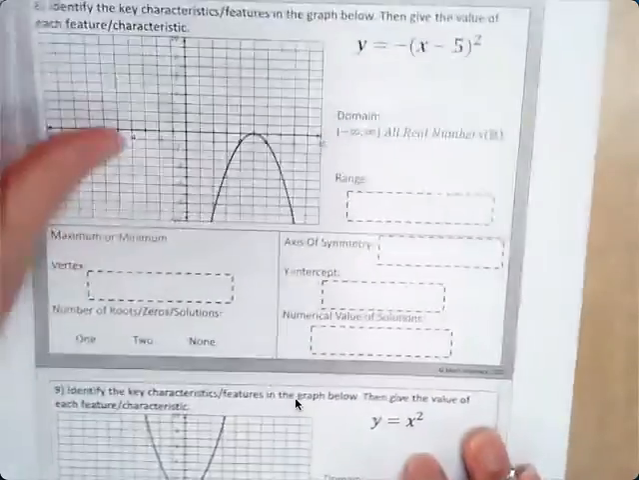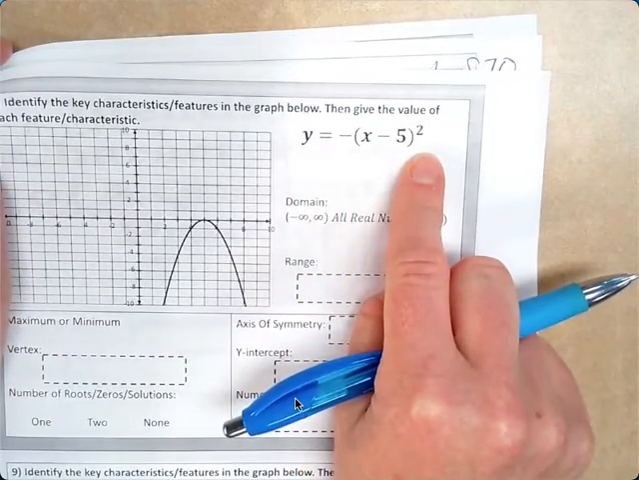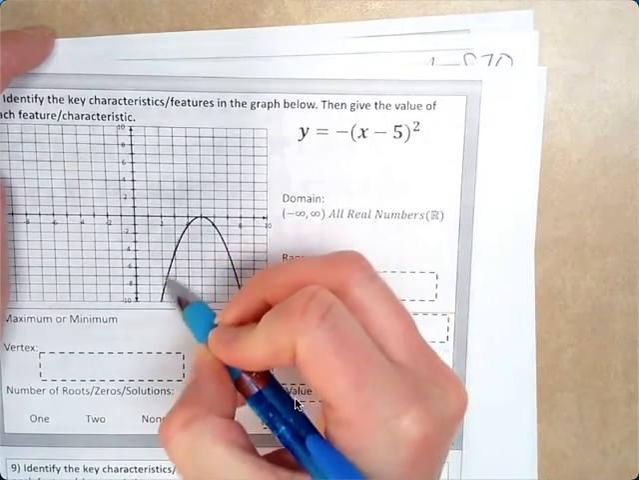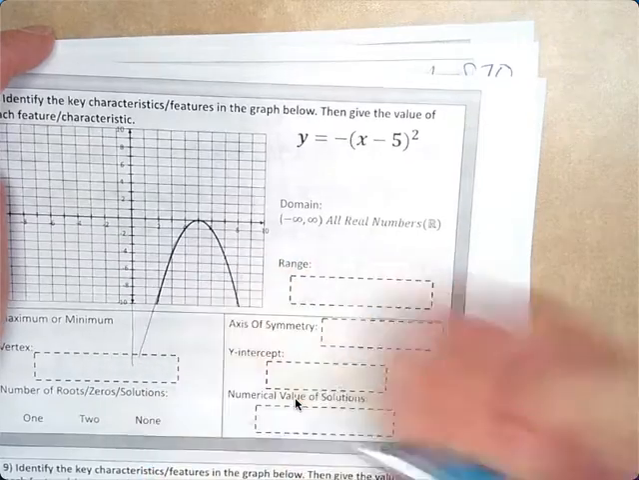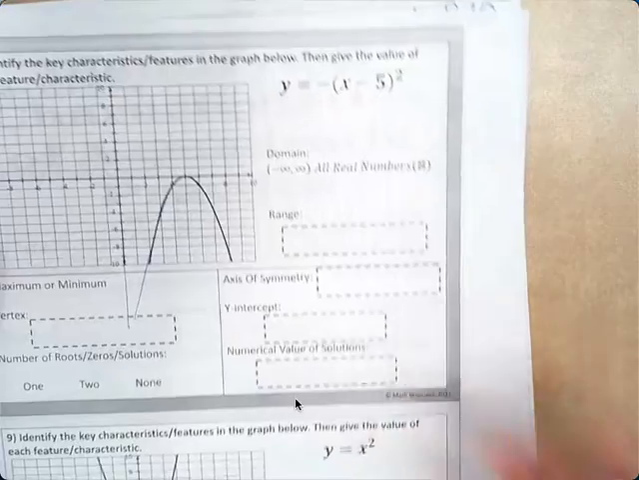So you'll have to do that also on number 8. You'll have to put this into y equals and find out where it actually crosses the y-axis for our y-intercept.